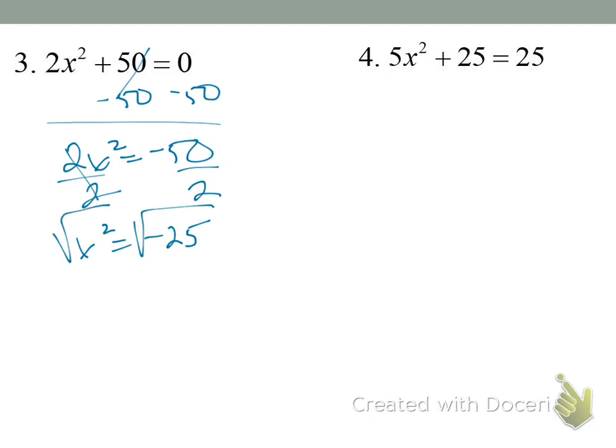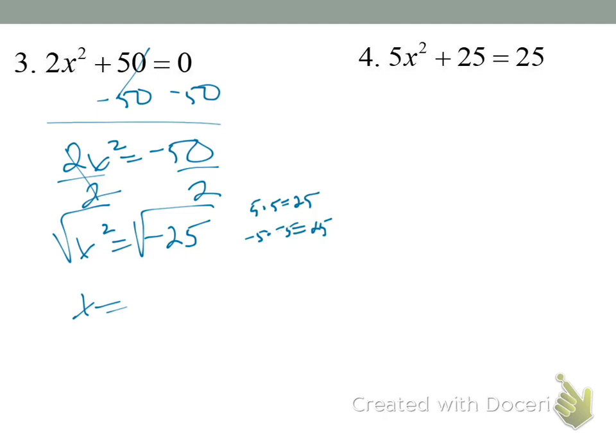Then you got to square root both sides. And so, what's the square root of negative 25? If you're thinking 5, remember 5 times 5 is positive 25, not negative 25. If you're thinking negative 5 times negative 5, that is also positive 25. Right? So then what's the square root of negative 25?